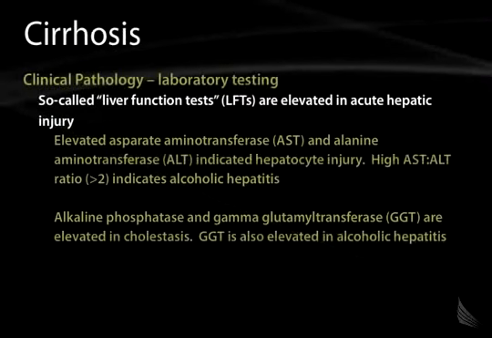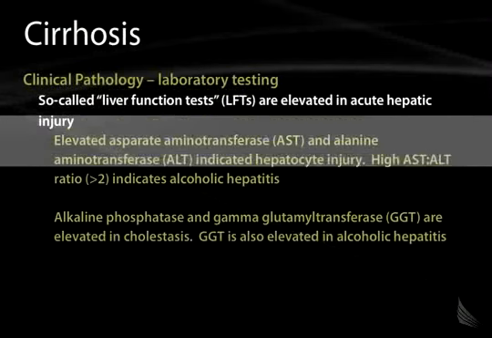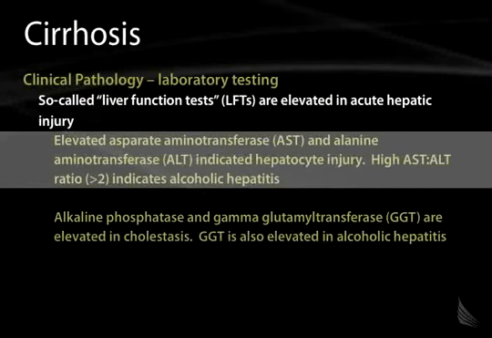Things that you'll be tested on for the boards will include liver testing, including the so-called LFTs. This includes AST and ALT, which characterize hepatocyte injury. In most cases you'll see an AST greater than ALT in a 2-to-1 fashion, which usually indicates alcoholic hepatitis. Rarely will you ever see the AST greater than 300 in the case of alcoholic hepatitis.